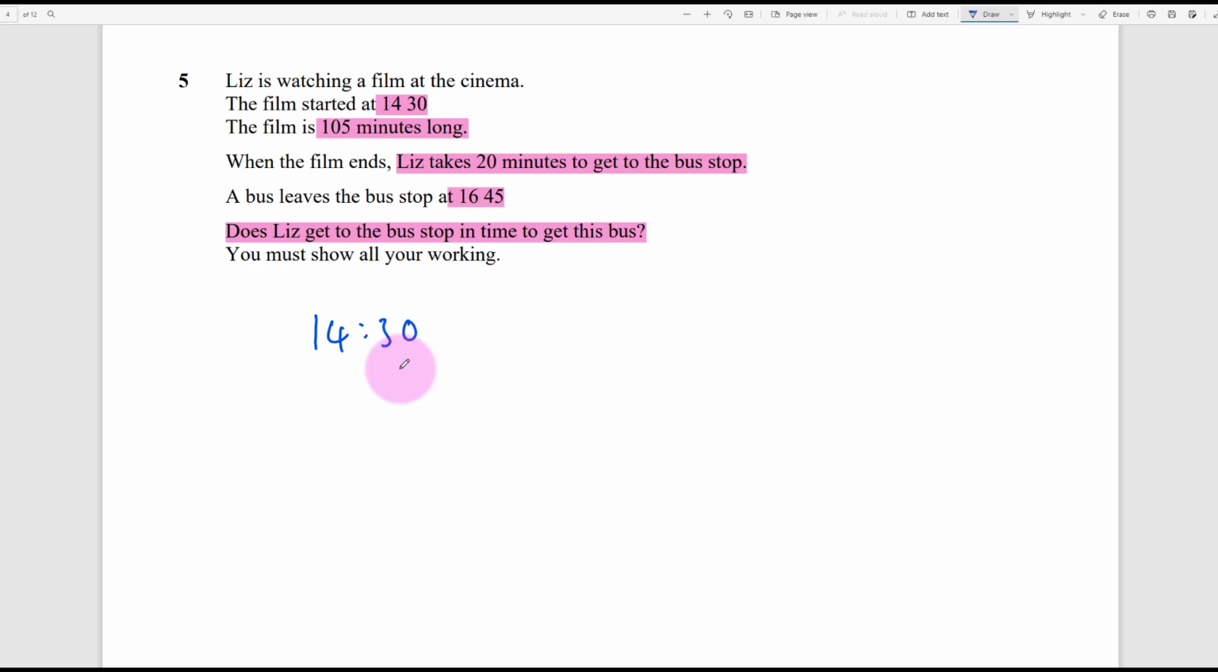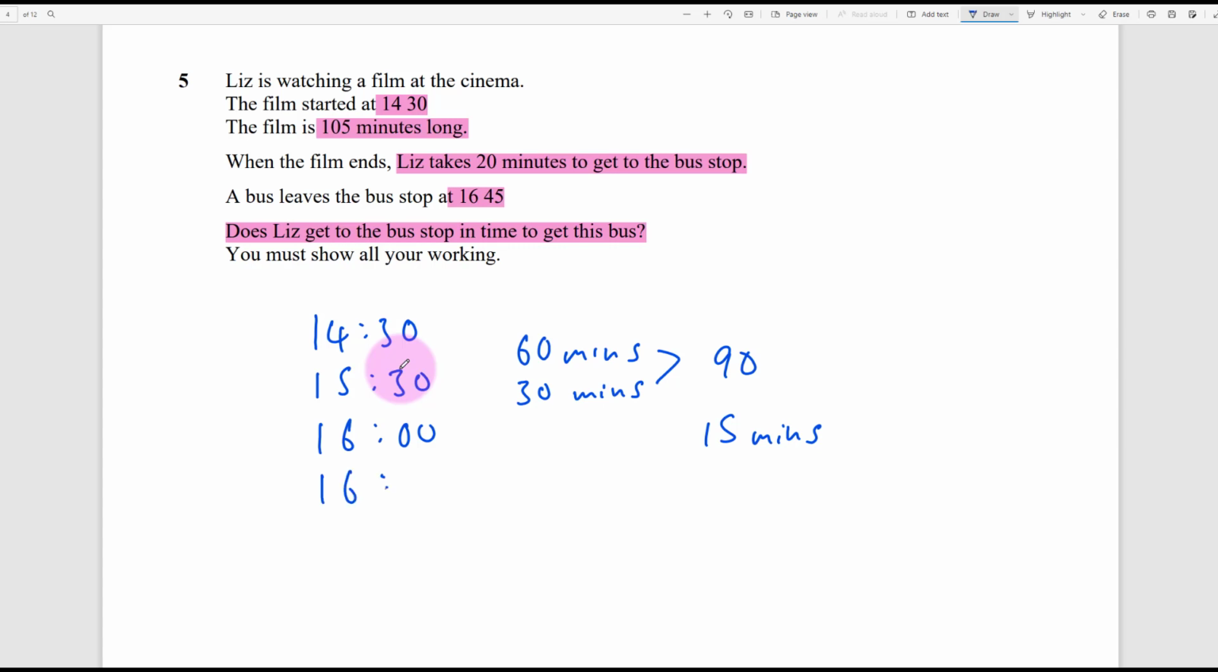Let's do the first thing. Let's break this up. Add 60 minutes. That takes us to 15:30. Now we've got 45 minutes left. So let's just add 30 minutes. So that's a total of 90. That takes us to 4 o'clock. And then there's an extra 15 minutes left to make it 105. So that becomes 15, because that total is the 105 minutes length of film.